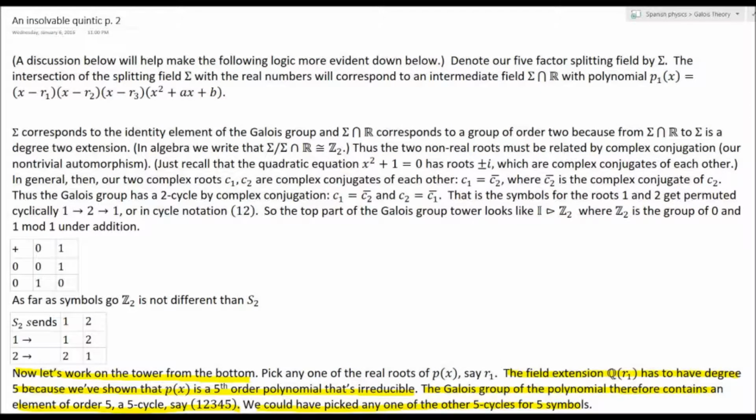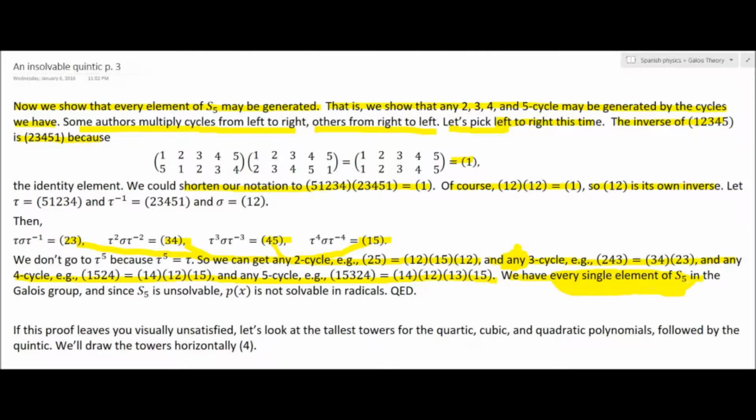So what this next frame shows on this page 3 is that if you have a 2-cycle, an element that's a 2-cycle in a group, and an element that's a 5-cycle in the group, you can basically generate every element of the group S5. I'll let you read through the details there. And if this proof is visually unsatisfying at first, keep going through it, but also press on to the next slide.